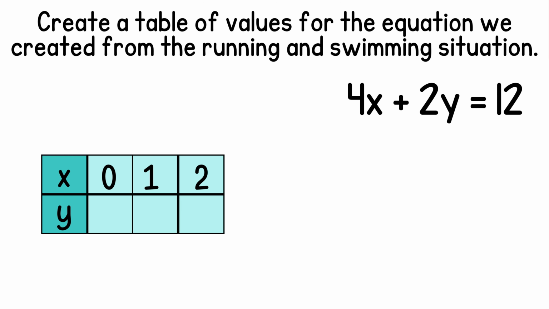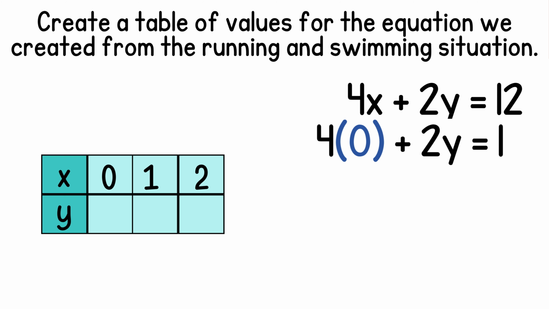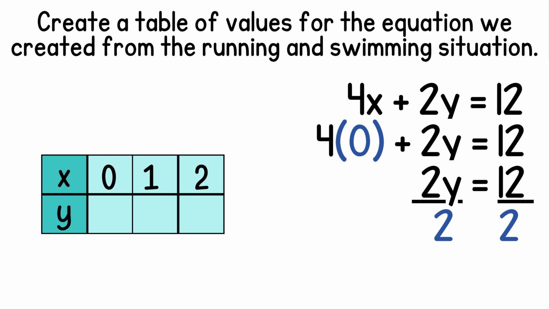We'll use this equation to fill in the blanks of the table where x is 0, 1, and 2. We can find the value of y by replacing x with 0 and then solving for y. Since 4 times 0 is 0, and adding 0 to 2y won't change the value, we can simplify this to 2y equals 12. And then we'll isolate y by dividing by its coefficient of 2 on both sides. So we get an answer of y equals 6. And we'll put this into our table.